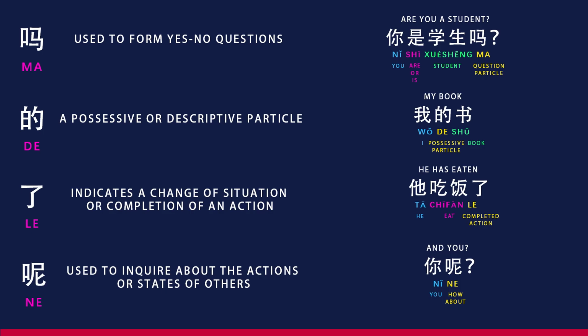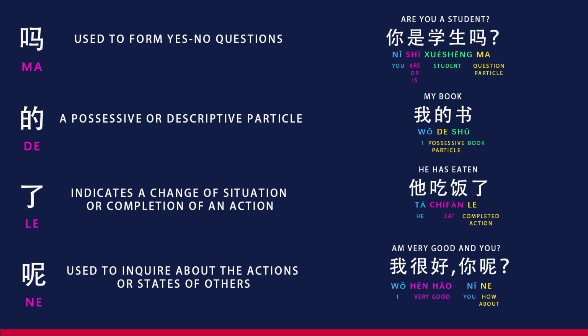For instance, when you say, my name is Youxi, 你呢? Meaning how about you? Or in a simpler context, how are you? 你怎么样? To which you might respond, 我很好, 你呢? Meaning I'm very good, and you?